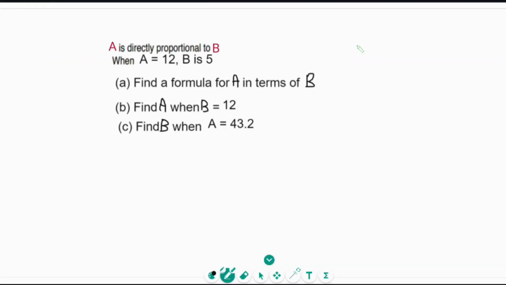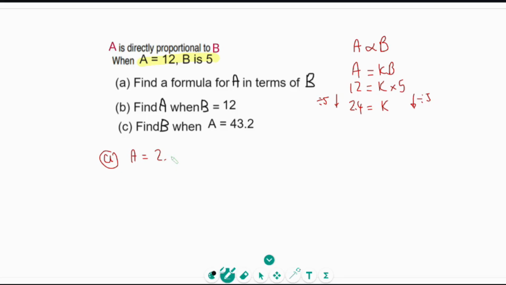So we have A is directly proportional to B, and then A equals KB. When A is 12, B is 5. I'm going to use that information to find K. A is 12, B is 5. If I divide both sides by 5, K is 2.4. So my formula for A in terms of B, A is equal to 2.4B.